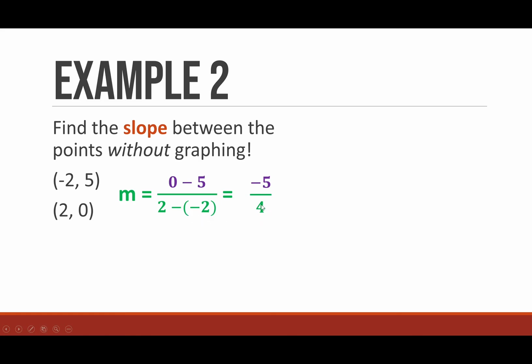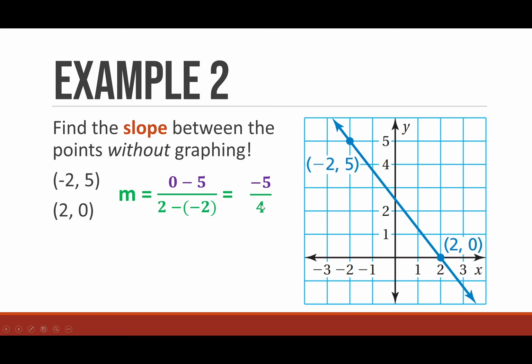To prove it to you, let me show you the picture. And again, you saw this in the previous slide. If you draw the lines here, this is negative 5, and it goes across 4. So it is negative 5 over 4.